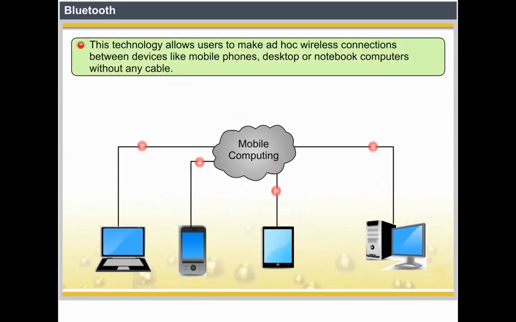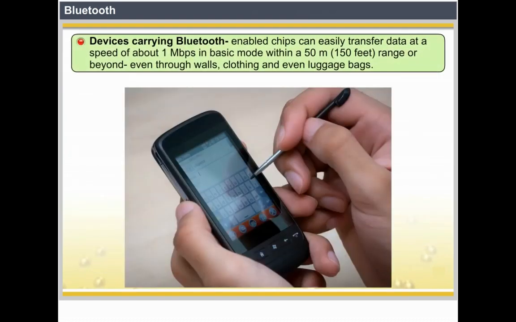This technology allows users to make ad hoc wireless connections between devices like mobile phones, desktop or notebook computers without any cable. Devices carrying Bluetooth-enabled chips can easily transfer data at a speed of about 1 Mbps in basic mode with a 50-meter, 150 feet range or beyond, through walls, clothing, and even luggage bags.